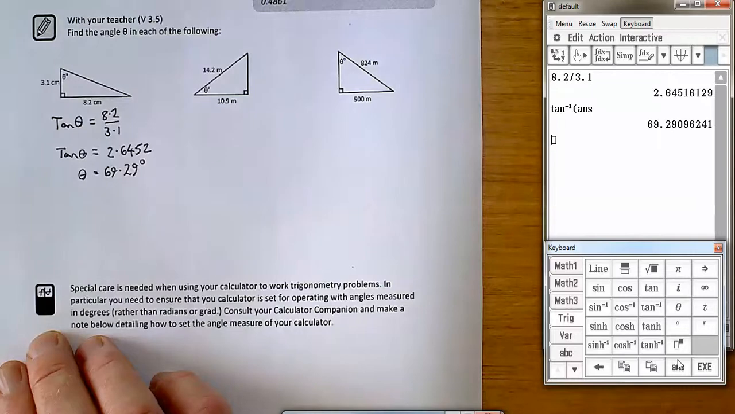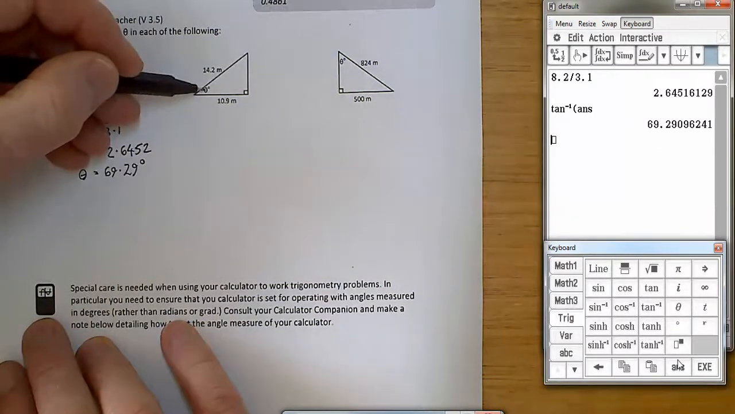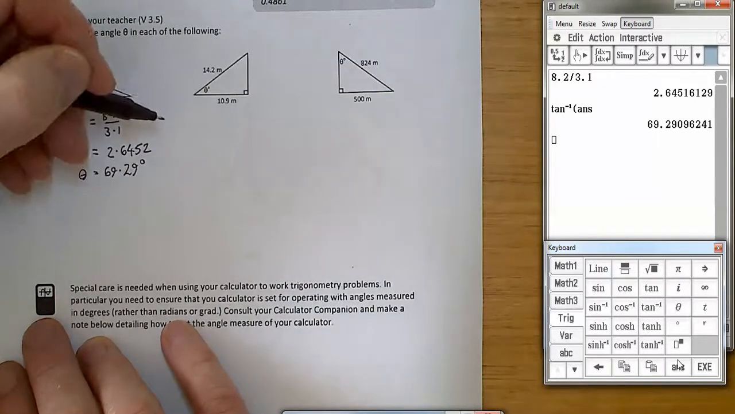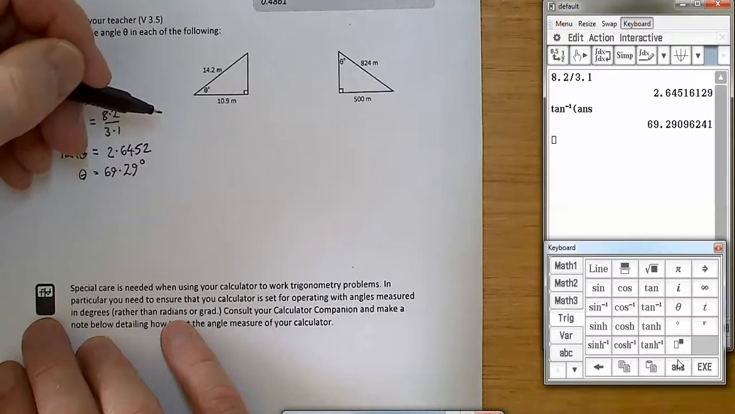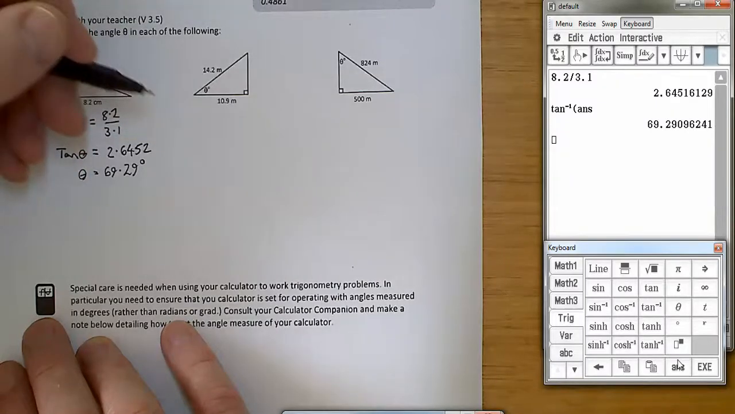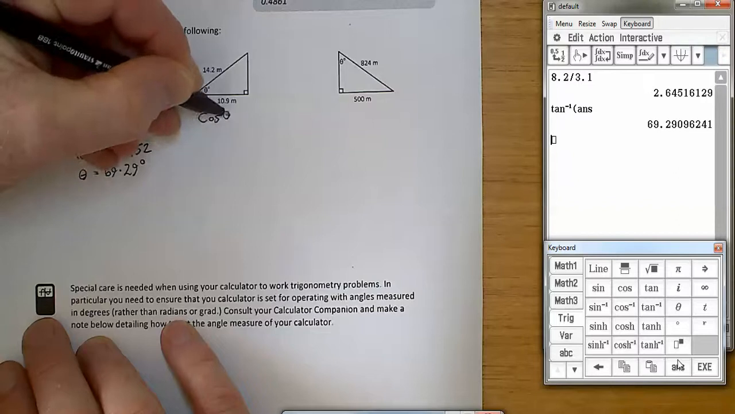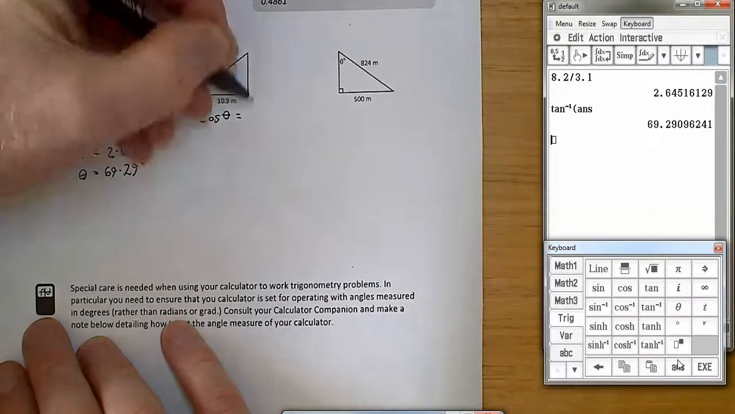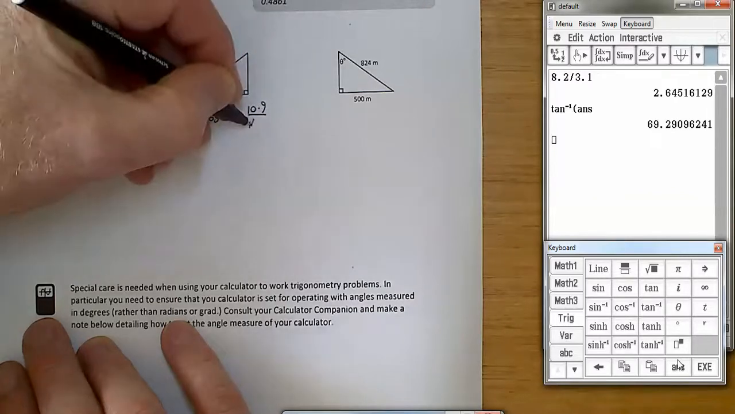Let's do another one. Step 1 is which sides are involved. In this case, it's the adjacent and hypotenuse. Step 2, which ratio connects those sides? The adjacent and the hypotenuse are connected by the cosine ratio. So the cosine of our angle theta equals adjacent over hypotenuse, 10.9 divided by 14.2.